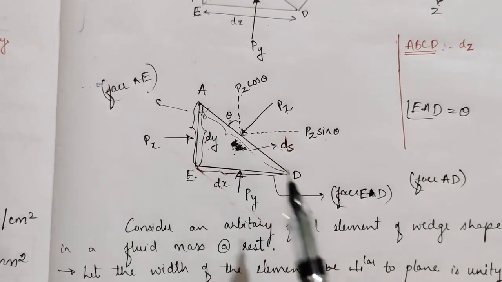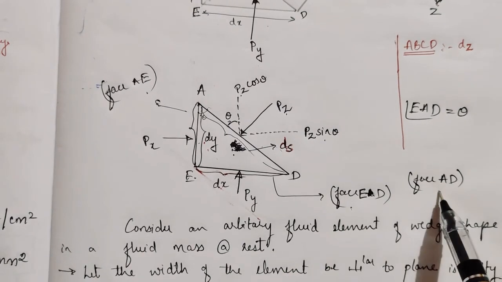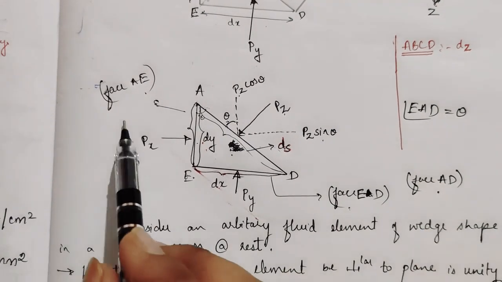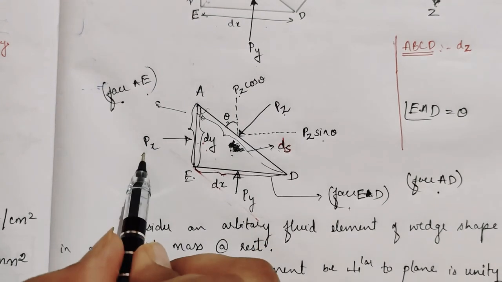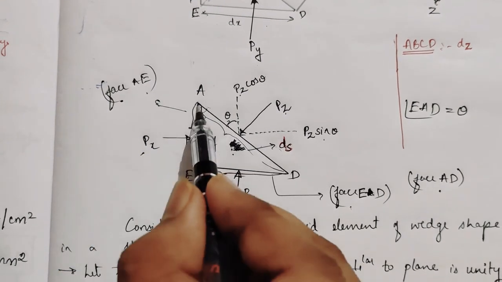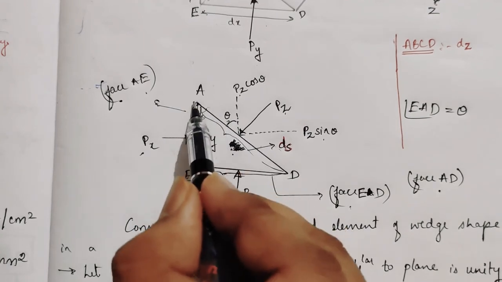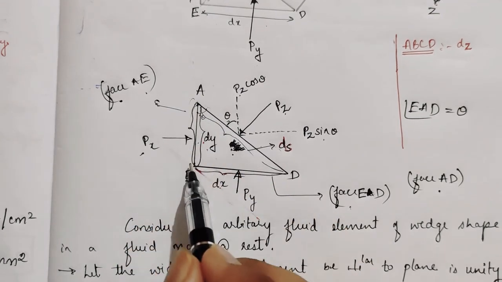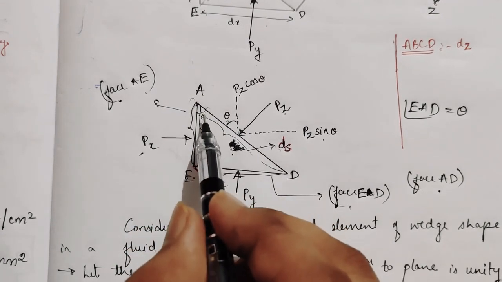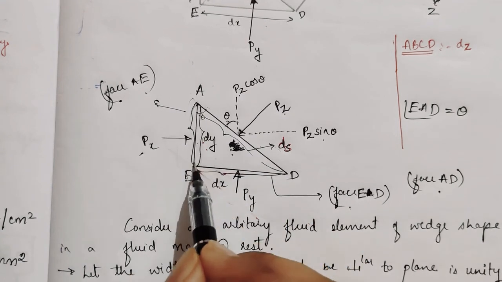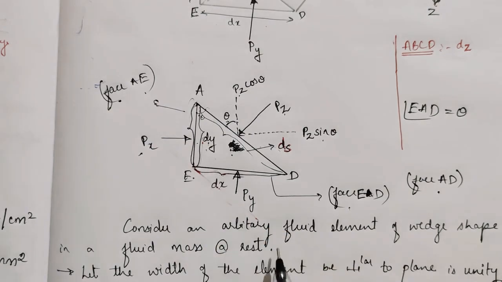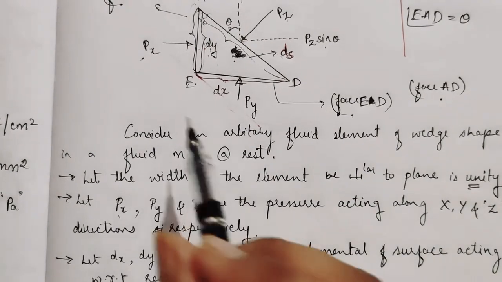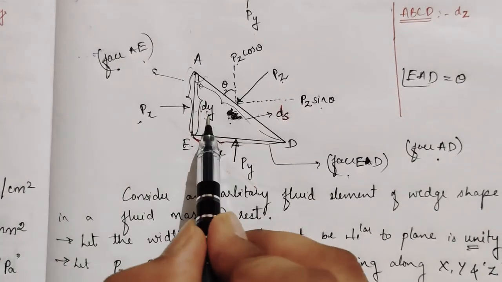So on face AE, what force comes? I'll tell you here only. The force on face AE would be Px into the area of AE. So what is the area of face AE? AE is a rectangular element, length into breadth. I already defined length as dy, and width I consider as unity. So dy into 1.